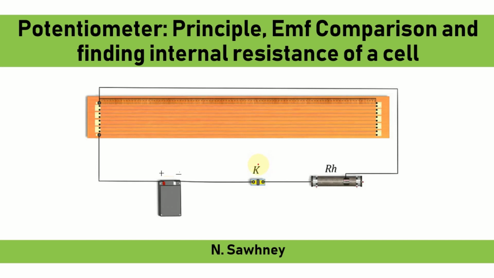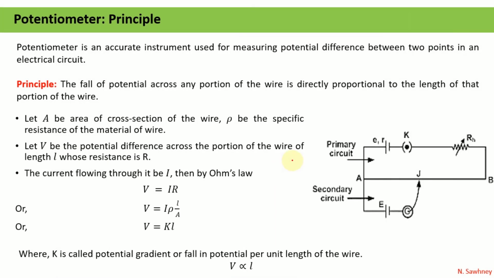It has a long wire of uniform cross-sectional area, as you can see from here. The two ends are connected to a battery through a rheostat and a tapping key. Let us start. Potentiometer is an accurate instrument for measuring the potential difference between 2 points in an electrical circuit.